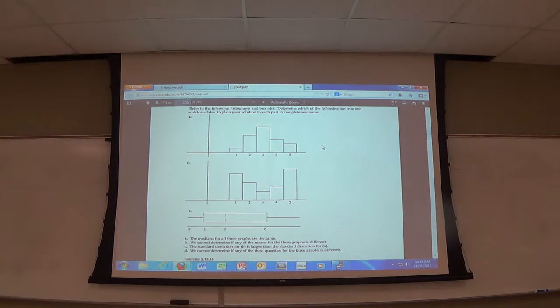So that's why I would say, if I had to vote, I would vote for A has the smallest Q3, B is slightly bigger, and C definitely has the largest because it's 6, which exceeds anything in the previous 2 data sets.